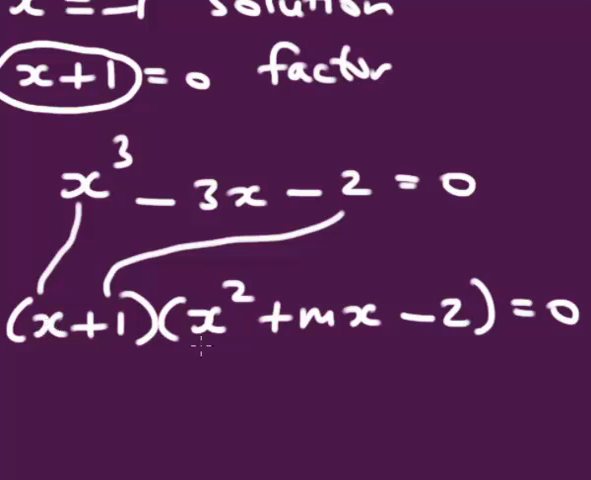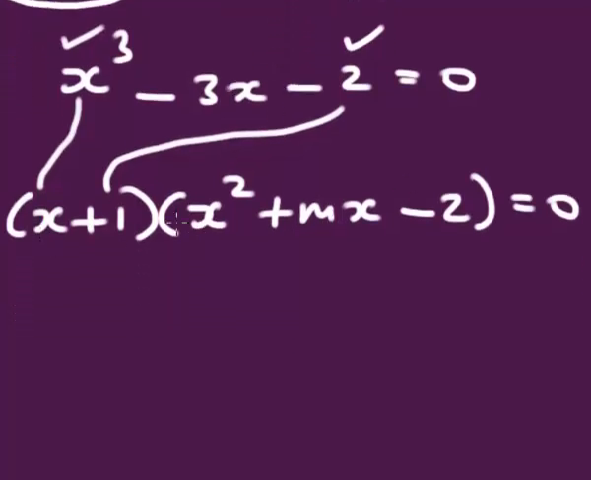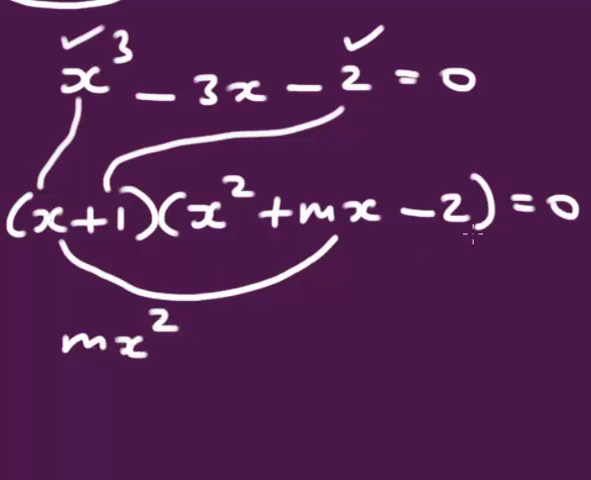Now let's check. x times x squared is x cubed. Good. 1 times negative 2 is negative 2. Now we just need to work out the middle terms. We normally like connecting the x squareds. Well, if you think about it, x times x squared gives you the cube term. Then we've got x times mx, which is mx squared. Great. And then x times negative 2 is a term in x. Now we get 1 times x squared, which is 1x squared. Great. That's all we need. We're not going to worry about the 1 times mx or the 1 times negative 2. We've got what we want.